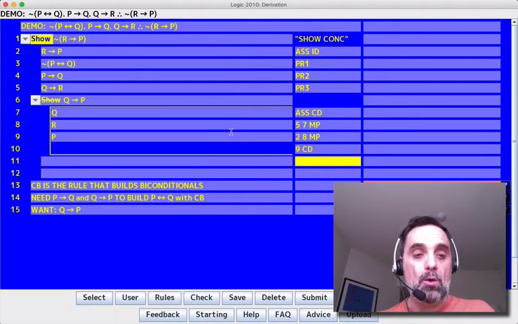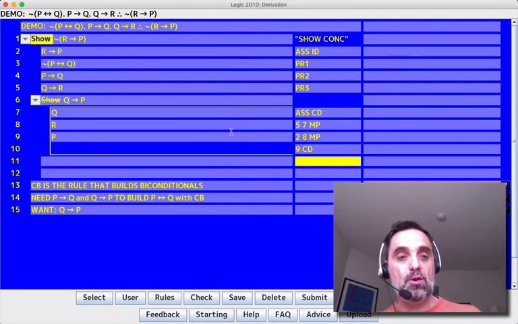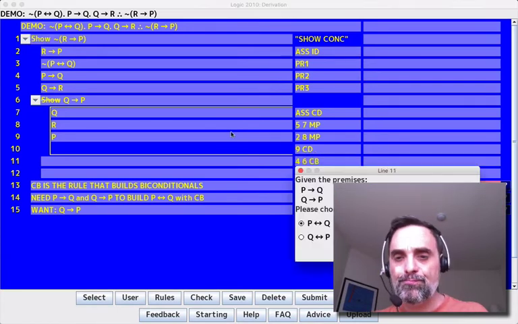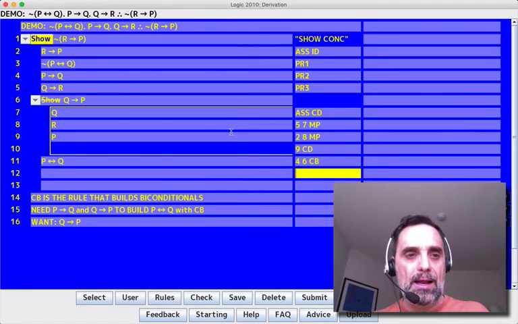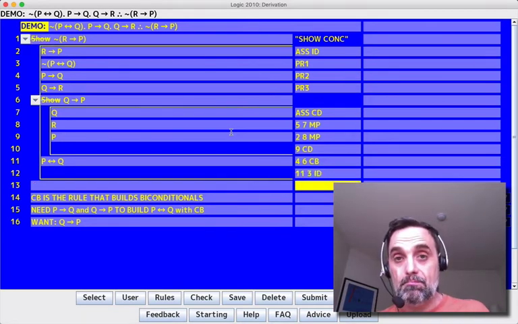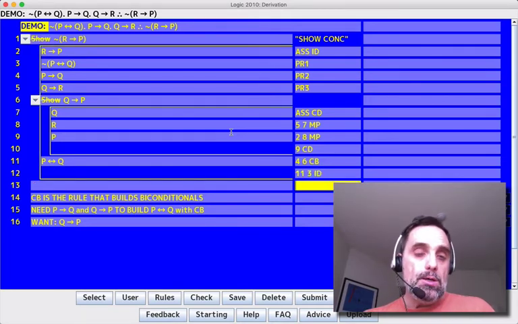Good. Okay, now we have if P then Q and if Q then P on lines 4 and 6, and we can put those together to build a biconditional, P if and only if Q. And that contradicts line 3. So we can say 11, 3, ID, and we're done. Okay. So there you go.